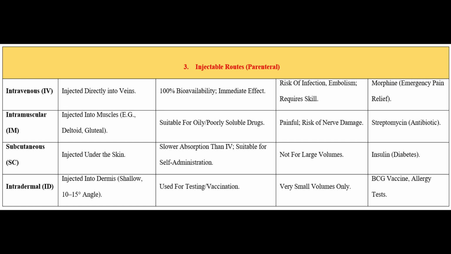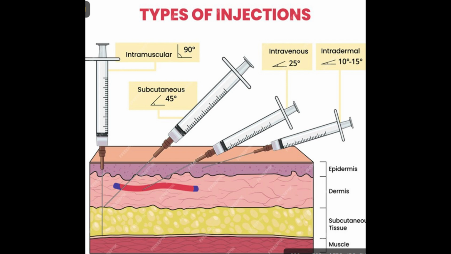And the second one under the parenteral routes is intramuscular, IM. These are injected into the muscles like the deltoid or gluteal muscle. These are suitable for oily or less soluble drugs. They can be painful and may cause nerve damage. Example is streptomycin, an antibiotic.